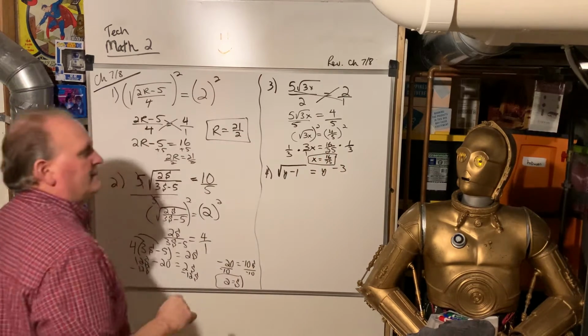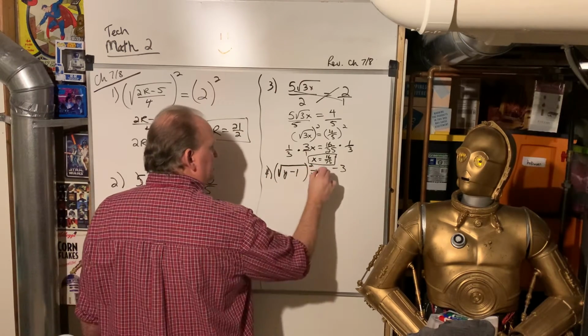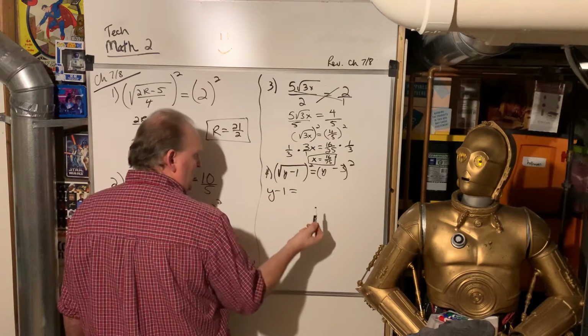All right. Okay, so square both sides. This, the y minus 1, just as y minus 1.